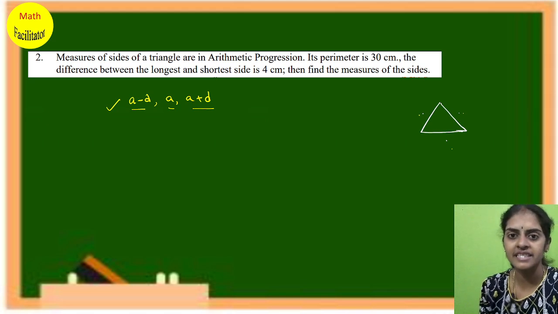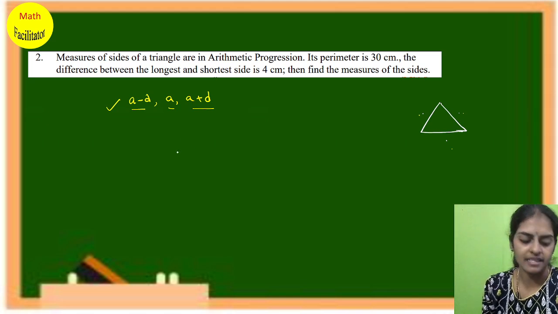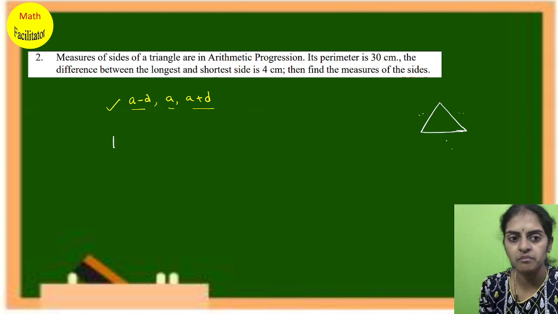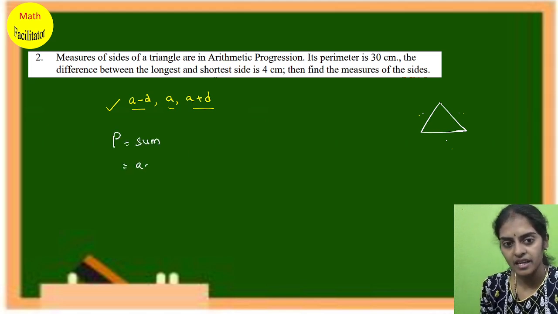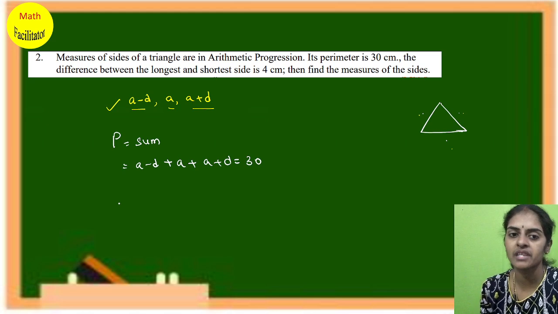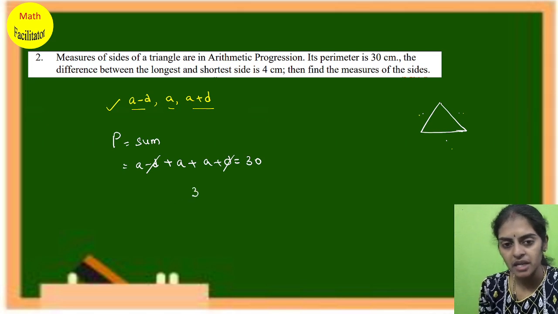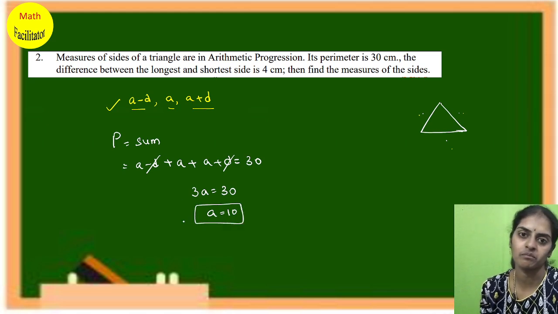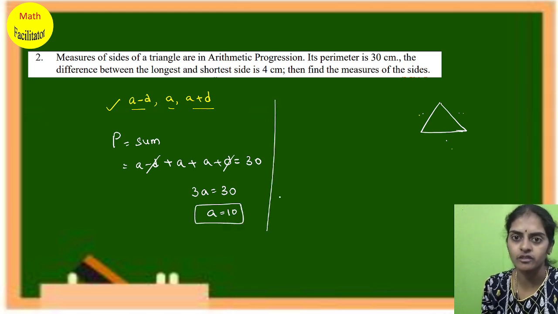Now what is given as the second condition? Perimeter is 30. What is the meaning of perimeter? Perimeter is nothing but the sum of all sides. So a minus d plus a plus a plus d, the sum of all these sides is 30. So plus d, minus d cancel. Now did you understand why we took it like this? d is getting cancelled. So a plus a plus a is 3a is 30, or a equal to 30 divided by 3 is 10. I got a value.